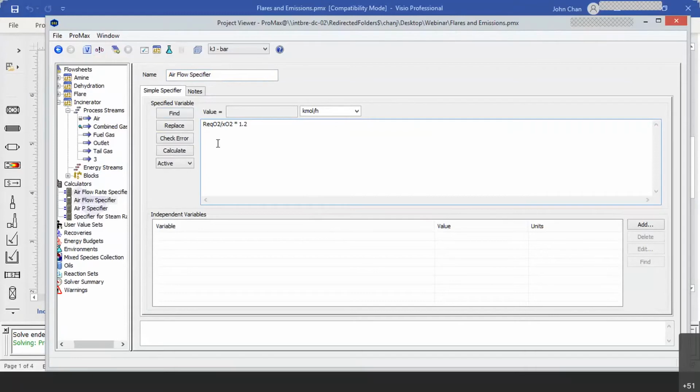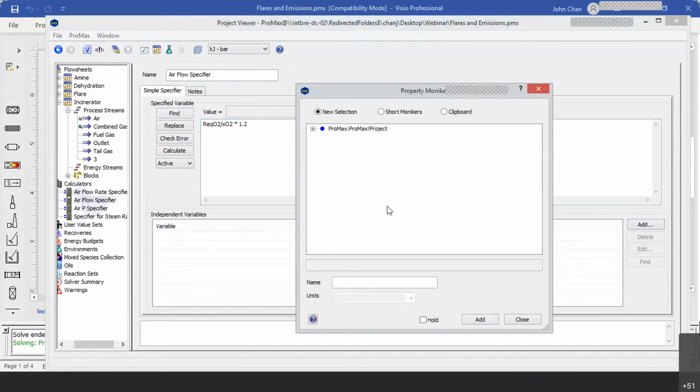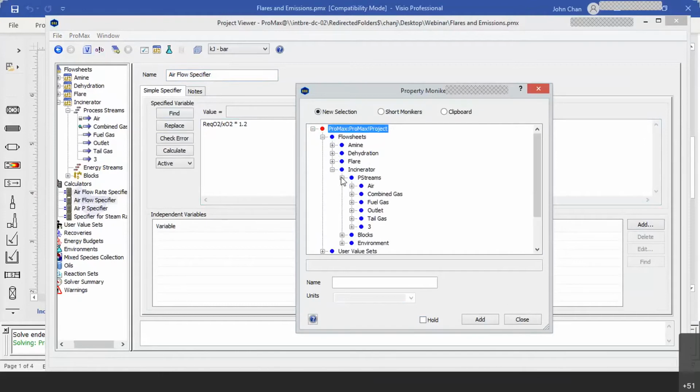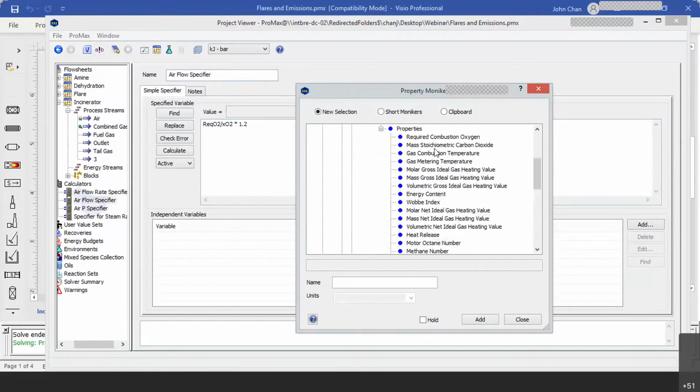To do that, I will come to this add button, and that will bring up this window, which is our moniker tree. This would allow me to find that property. So I'm going to open this up. I'll go to my flow sheets, incinerator, and go to P streams, combined gas analysis, combustion analysis, properties, and I will select my required combustion oxygen.